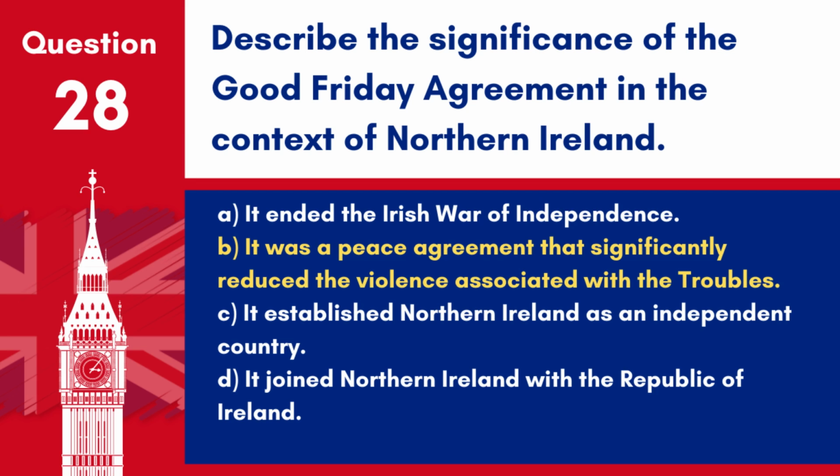Answer. B. It was a peace agreement that significantly reduced the violence associated with the Troubles. The Good Friday Agreement, signed in 1998, was crucial in establishing a political framework that brought an end to most of the violence of the Troubles in Northern Ireland.